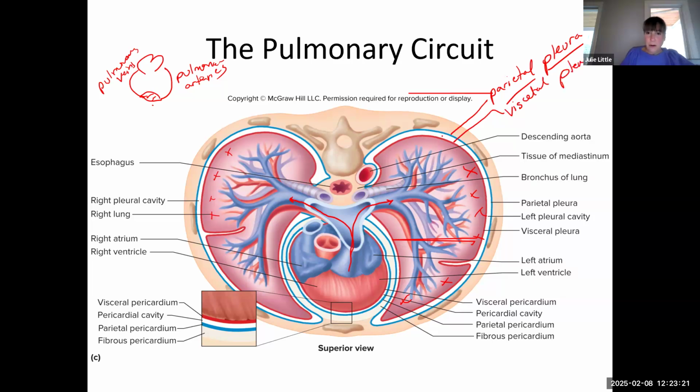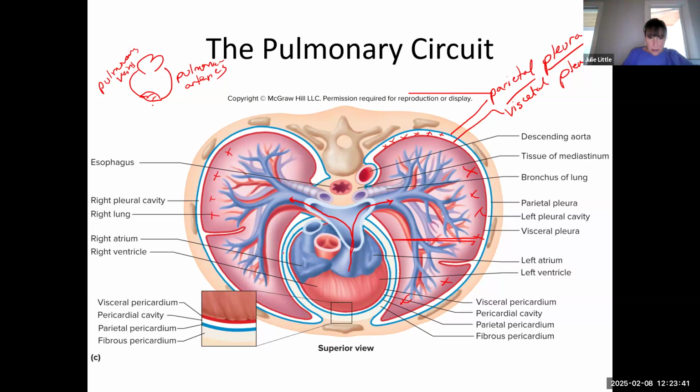And between these two areas, we have serous fluid with the viscosity slightly less of a raw egg white. Slickety. It's slickety fluid produced by these two membranes. And so when you're breathing, you cannot feel yourself breathing if your serous membranes are doing the right job.